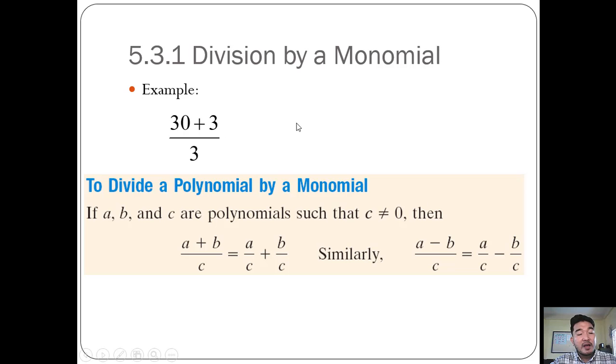So the same is true with dividing a polynomial by a monomial. If A, B, and C are polynomials such that C is not equal to 0, then A plus B divided by C is equal to A divided by C, and the operation plus B divided by C. Ganun din kung subtraction, ang maiiba lang ay yung operation. So that is equal to A divided by C minus B divided by C.